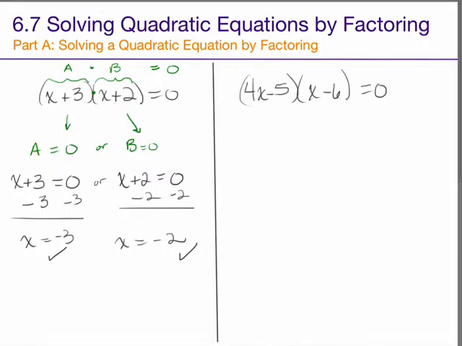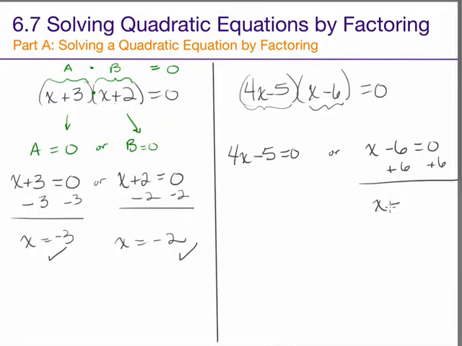Here's another one. 4x minus 5 times x minus 6 equals 0. Either this equals 0 or this equals 0. And then I have two simple linear equations to solve. This one's really easy. Just add 6 to both sides. x equals 6 is one of my solutions. And I can check it really fast because if x is 6, this whole thing becomes 0. And 0 times anything is in fact 0.